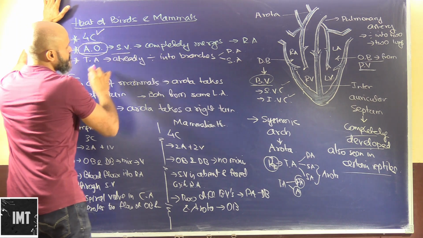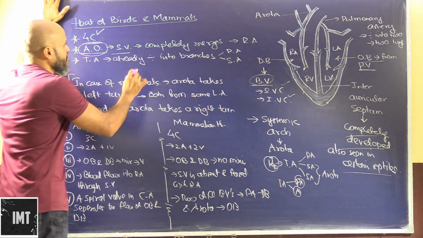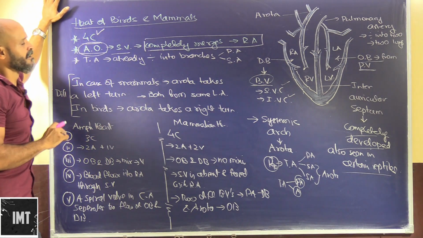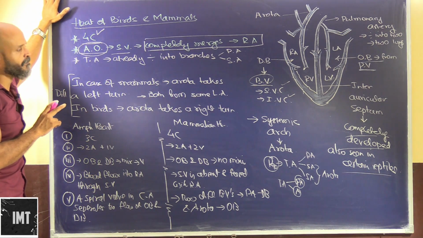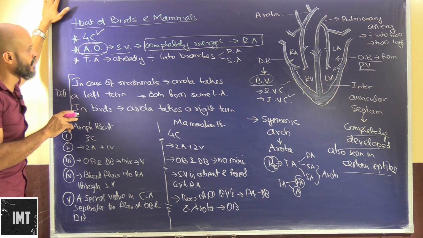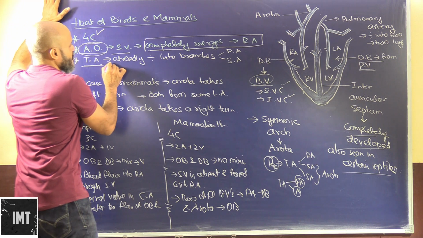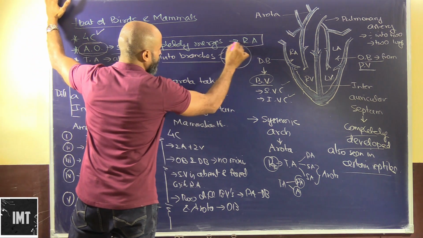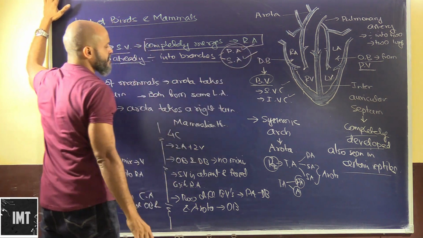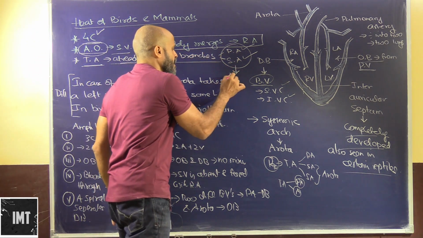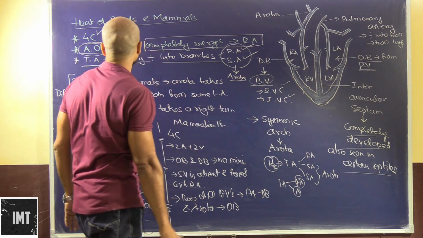Now the sinus venosus which was there in lower organisms now completely merges with the right atrium. The truncus arteriosus is already divided into two branches, the pulmonary artery and the systemic arch. This can also be known as the aorta.